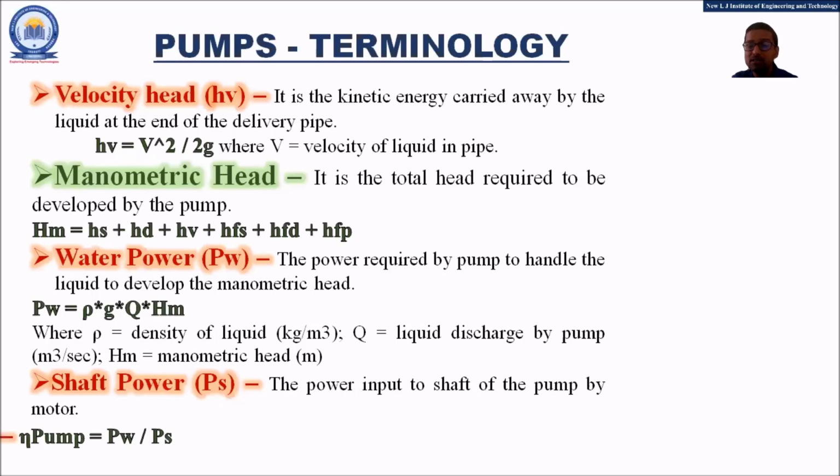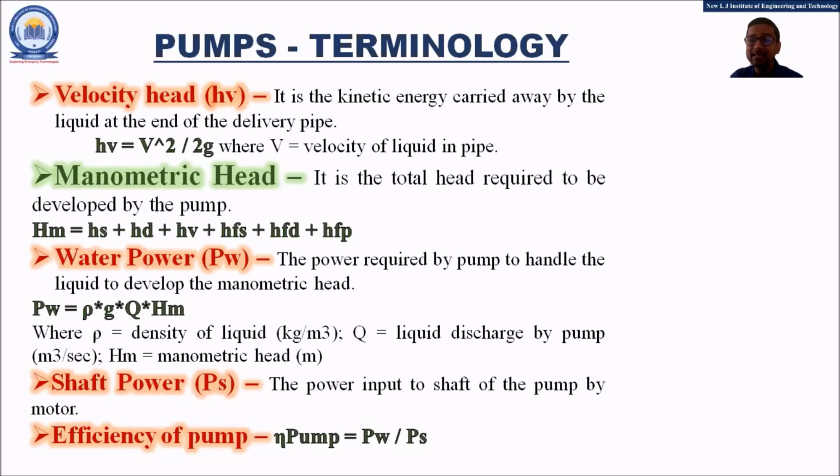So if I want to consider the efficiency of the pump, that is eta pump is equal to output upon input. So that I can write down PW by PS. And if we want to convert the efficiency into percentage, the answer of this equation is multiplied by 100. We are getting the answer of the pump in terms of efficiency, in terms of percentage.